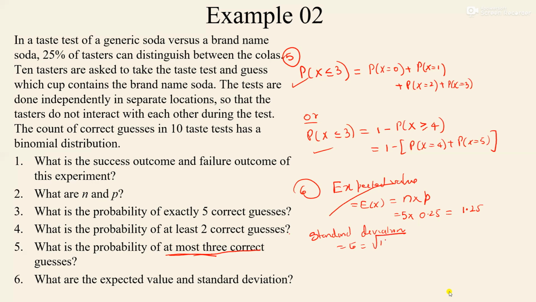That is square root of NPQ. So that is equal to square root of 5 into P 0.25 into Q 0.75. 1 minus P, that is 0.75. Then you get the answer using the calculators. So this is the method of calculating the binomial distribution. Take 1 minute and I am going to move for the next slide.